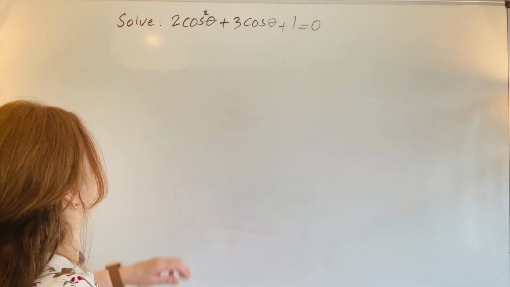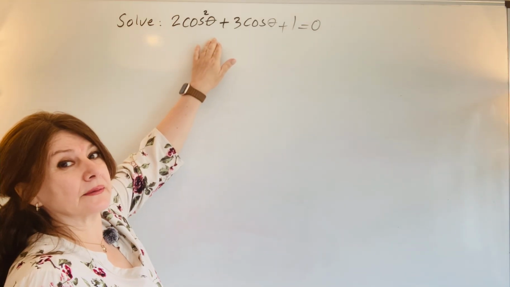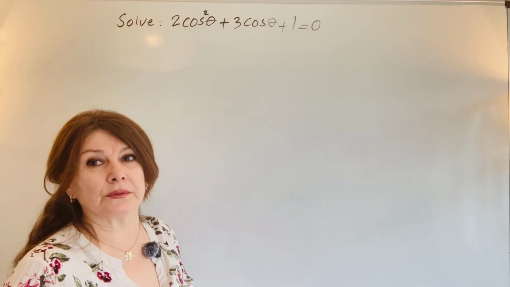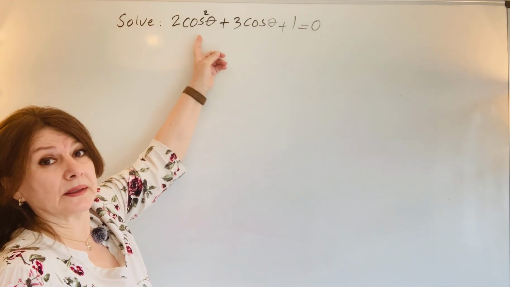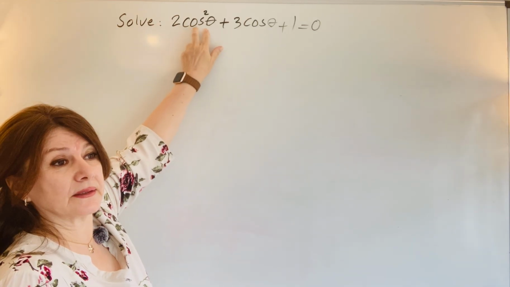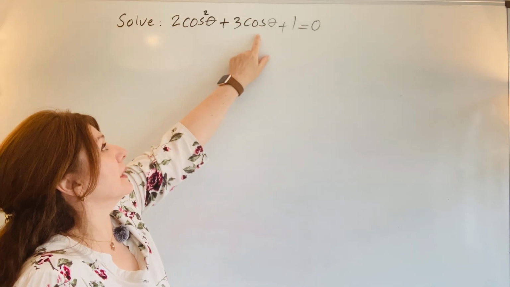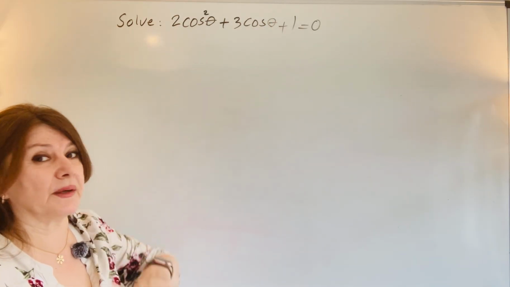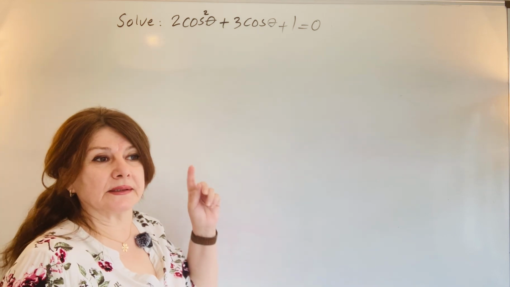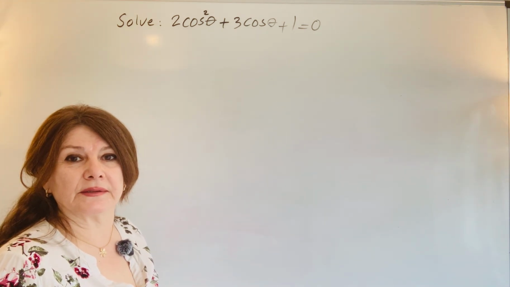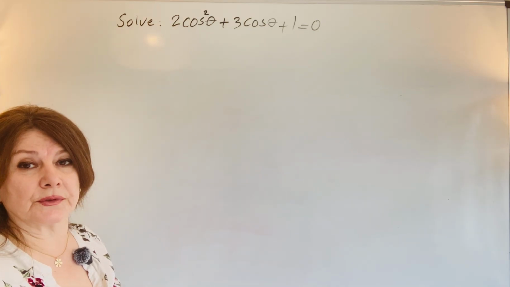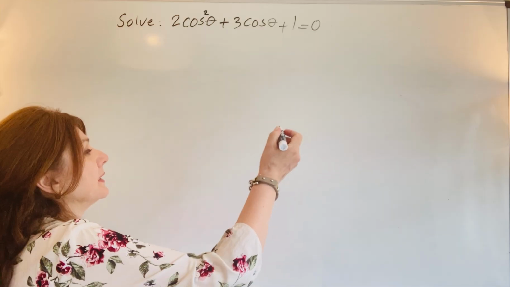Today I'm going to solve this trigonometric equation: 2 cosine squared of theta plus 3 cosine theta plus 1 equals 0. Everything is based on cosine. Cosine theta is squared, and cosine theta is to the power of 1. In this equation, cosine theta is the variable, or unknown. We are going to solve this one.